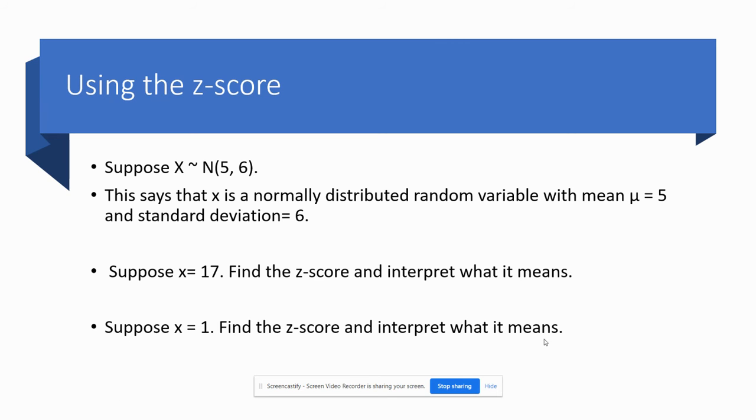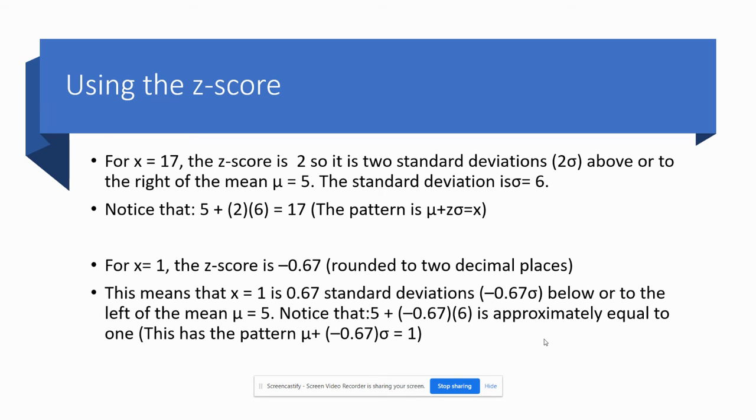Okay, using the Z-score. Suppose my distribution approximates the normal with a mean of 5 and a standard deviation of 6. Suppose x equals 17, find the Z-score and interpret what that means, and suppose x is 1 and find the Z-score and interpret what that means. For the 17, the Z-score is 2, so it is 2 standard deviations above or to the right of the mean, which equals 5, since the standard deviation is 6.